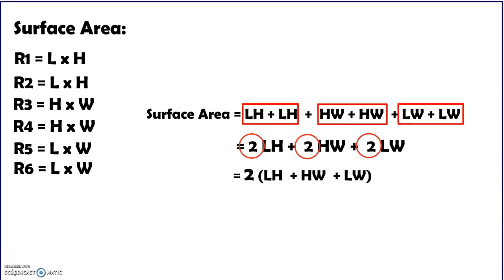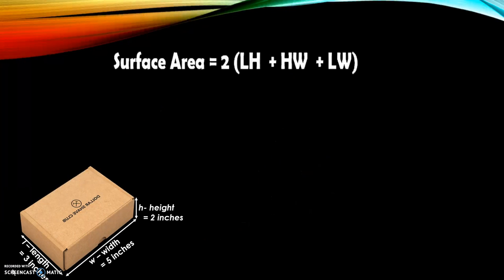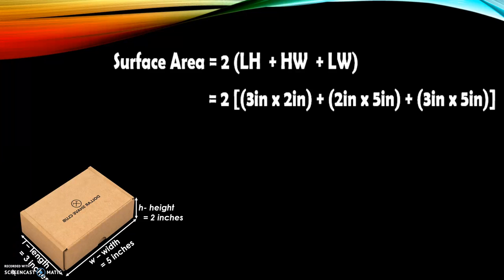Now, let us go back to your gift and let us try to compute how much gift wrapper you will need to wrap the gift box. Suppose the height of your gift box is 2 inches, the length is 3 inches, and the width is 5 inches. Following the formula of a surface area of a cuboid, which is 2 multiplied by length times height plus height times width plus length times width, we assign the value of height, which is 2 inches, length, which is 3 inches, and width, which is 5 inches. Hence, we have 2 multiplied by 3 inches times 2 inches plus 2 inches times 5 inches plus 3 inches times 5 inches.